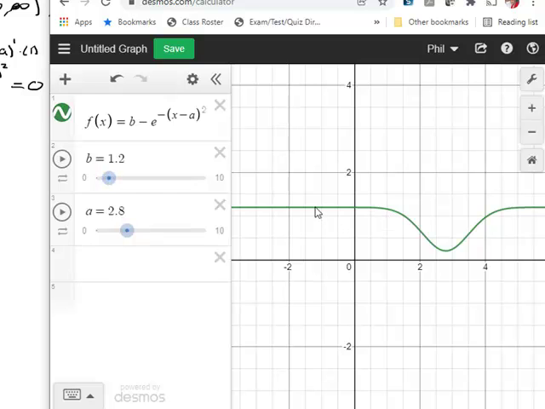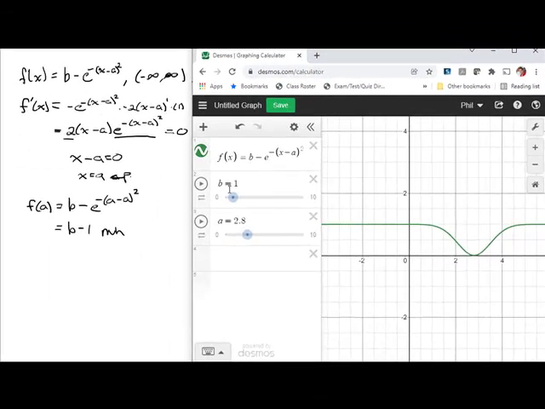Now, what we see going on at the top is we've got a horizontal asymptote. Essentially, if we move b back to 1, you'll be able to see it at 1 or at b. So we do not have a maximum. Because as we saw from the graph, this is going to just keep heading closer and closer to 1 as we go to infinity in the positive and negative direction.